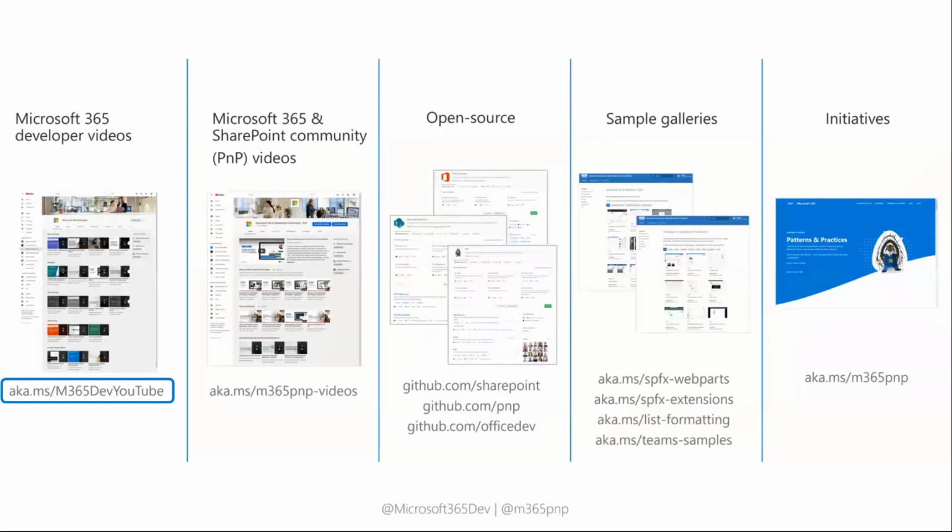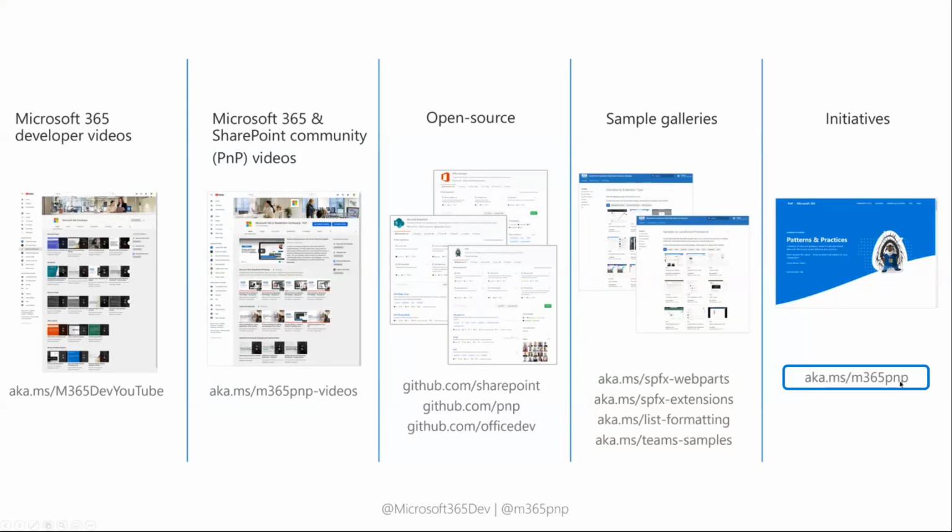Then obviously, we're using GitHub. There are plenty of GitHub organizations, the SharePoint organization, the PnP organization, Office Dev organization. All of them have a ton of repositories with cool stuff, cool open source projects. So you can check it out over there. We have a lot of samples, SharePoint Framework web parts, extensions, list formatting samples, Teams samples, you name it, it is all there.